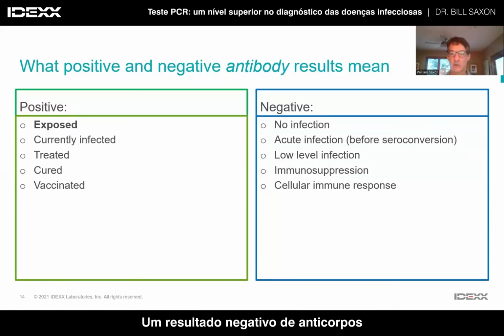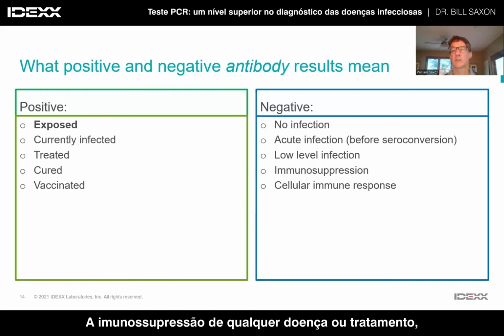A negative antibody result usually, again, means no infection. However, it could be an acute infection before seroconversion, in that first week or two after exposure. There could be low-level infections, so not enough antibodies produced to detect that infection. There could be something going on preventing the animal from mounting an antibody response, immunosuppression from either disease or treatment, such as immunosuppressive doses of corticosteroids.